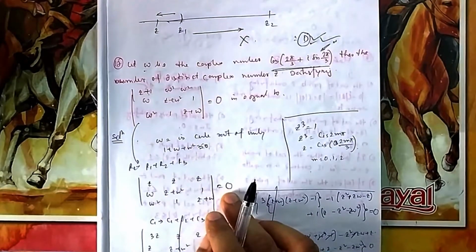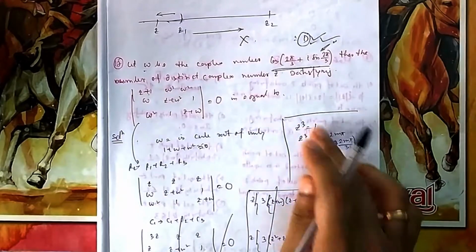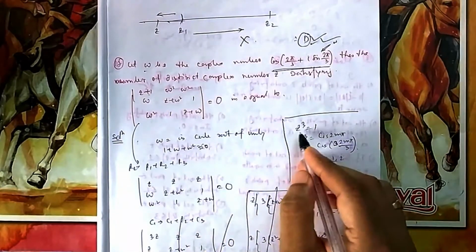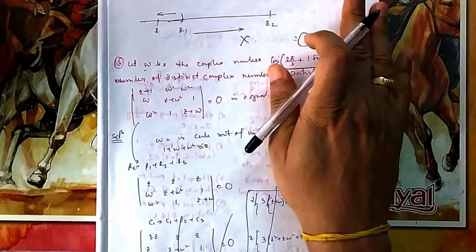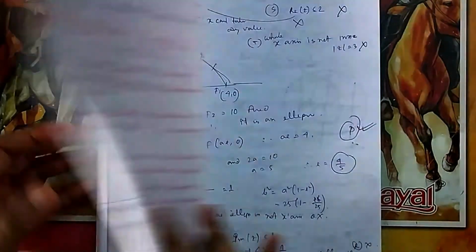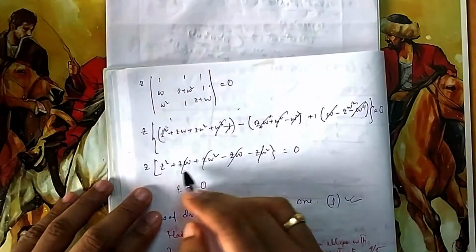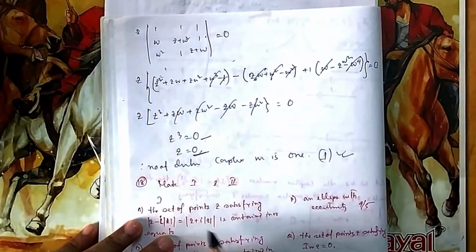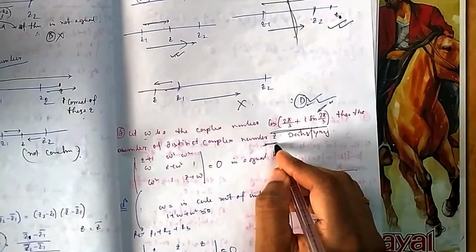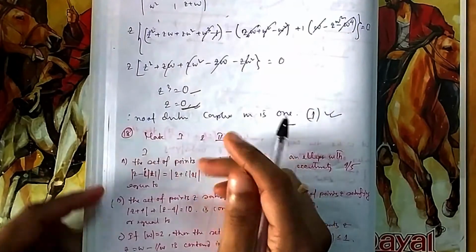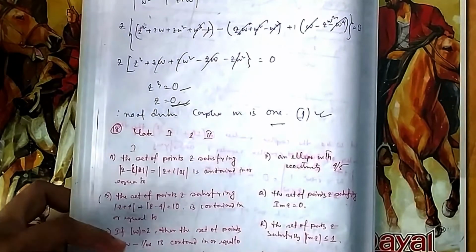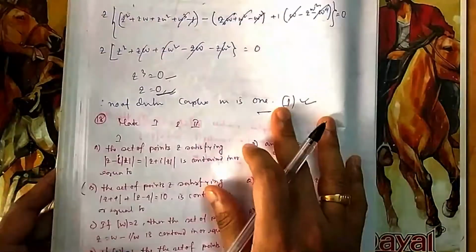This one I have written to show that it is a cube root of unity. Forget it. If you take z common and then open this determinant, you will find something of this fashion, which is z cube equal to 0, which means z is equal to 0. Now what was your condition? How many such complex numbers z are possible? Only one z is possible, that is the complex number z equal to 0. That is the one complex number which satisfies this. There was no option, it was an integer type, so you put 1 as the answer.